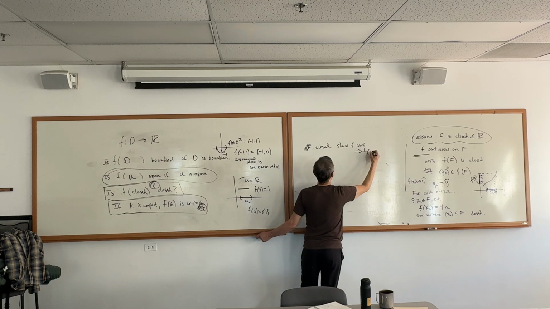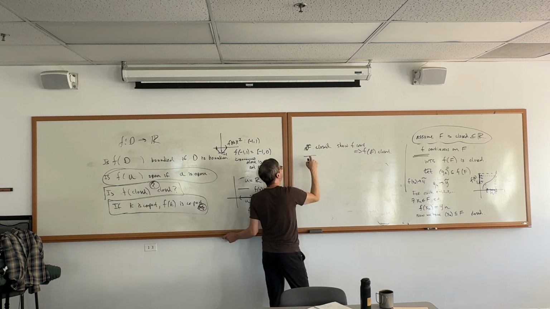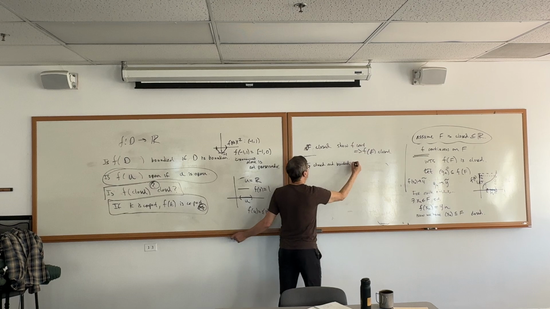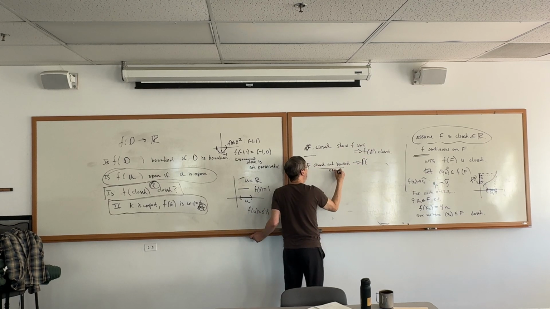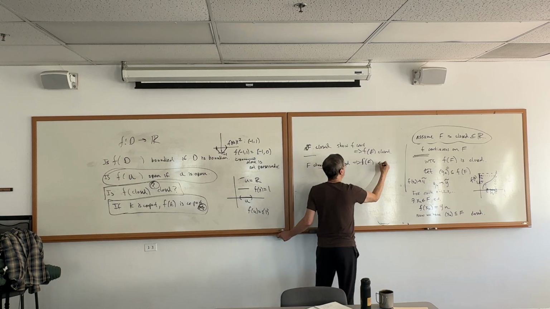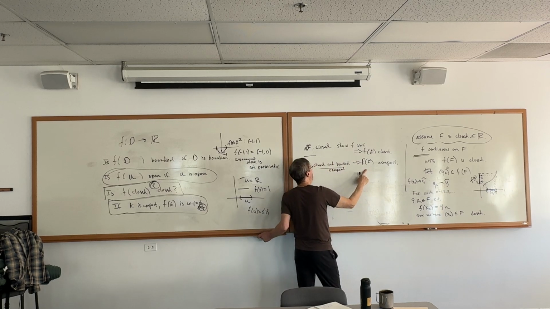F is closed. Okay, so let's hold on here a second. So we know that if the set is closed and bounded, then it's compact. And f of a compact set is compact. So this would also be closed and bounded as well.